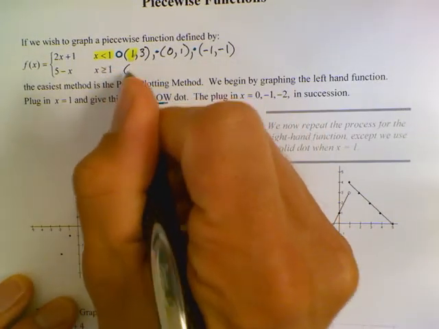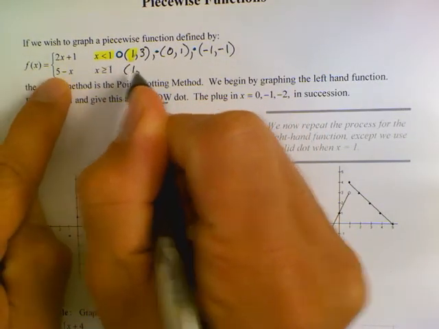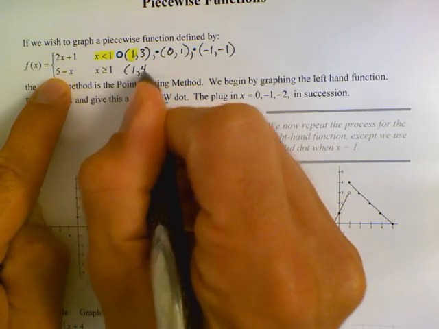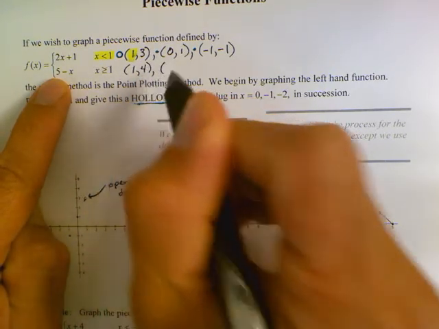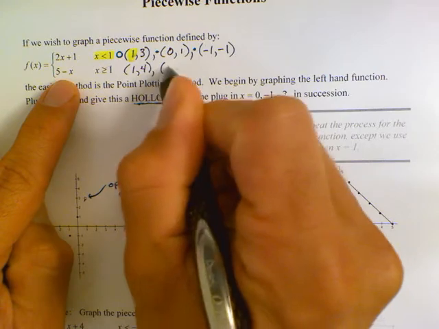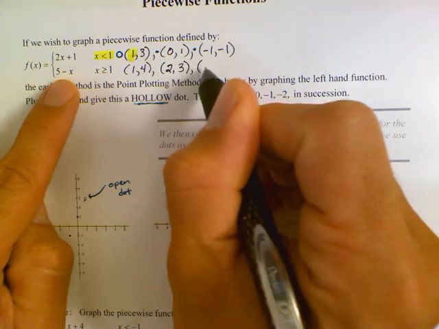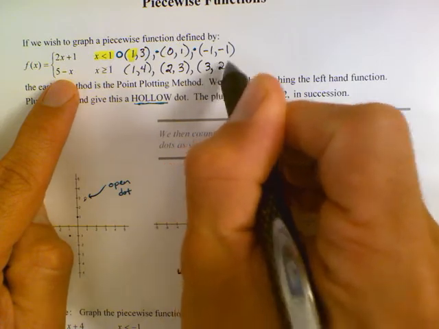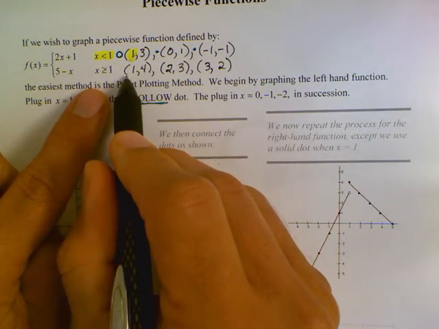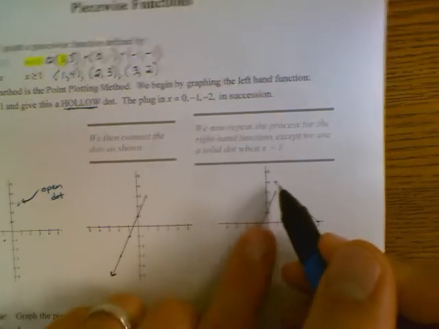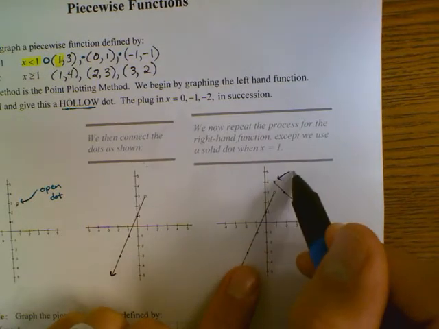So on the right side we'll substitute in 1, and this time we'll get 5 minus 1 or 4. And we'll plug in another number, 2. 5 minus 2 is 3. And we'll substitute in another number, maybe 3. 5 minus 3 is 2. So these points I will go ahead and plug in. Notice that this time it is a solid dot.